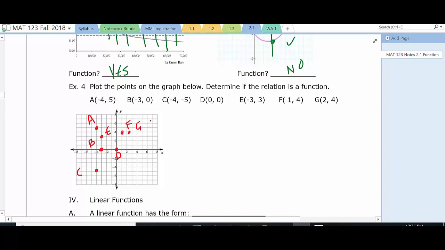Okay, would that be a function? Yes or no? No. How come? Yeah, if you take a vertical line right there, it would go through 2 points. So in other words, this x has 2 different y's. That's what makes it not a function. Same thing here: same x, different y's. So it fails the vertical line test, so that's not a function. It's because of those points and those two right there. Same x going to two different y's is what makes it not a function.